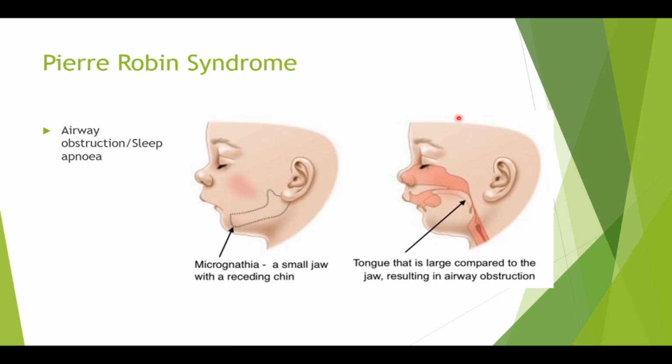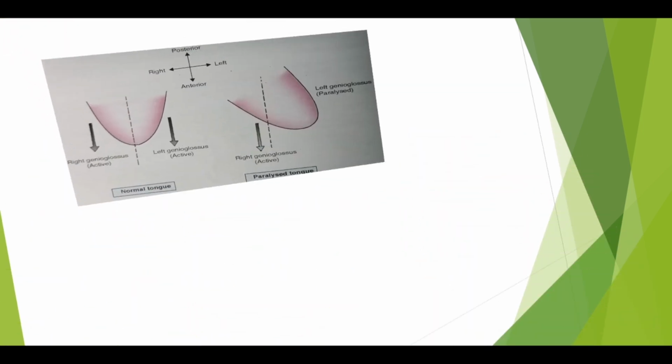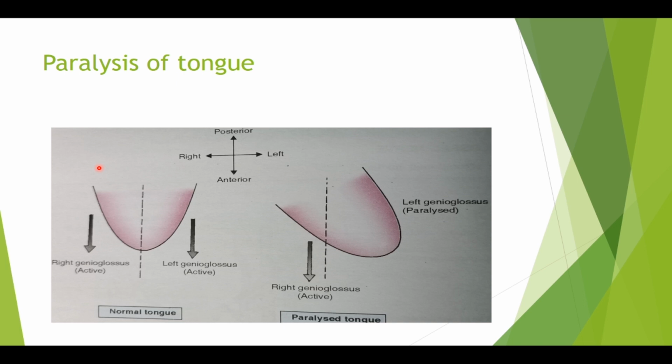Now there is an anomaly or a syndrome known as Pierre Robin syndrome. In that case, there is micrognathia, a small jaw with a receding chin, but the tongue is large as compared to the jaw. This tongue, when falls back, leads to airway obstruction, causing sleep apnea. Also, there could be paralysis of tongue, and the paralyzed tongue deviates to the side of the lesion.